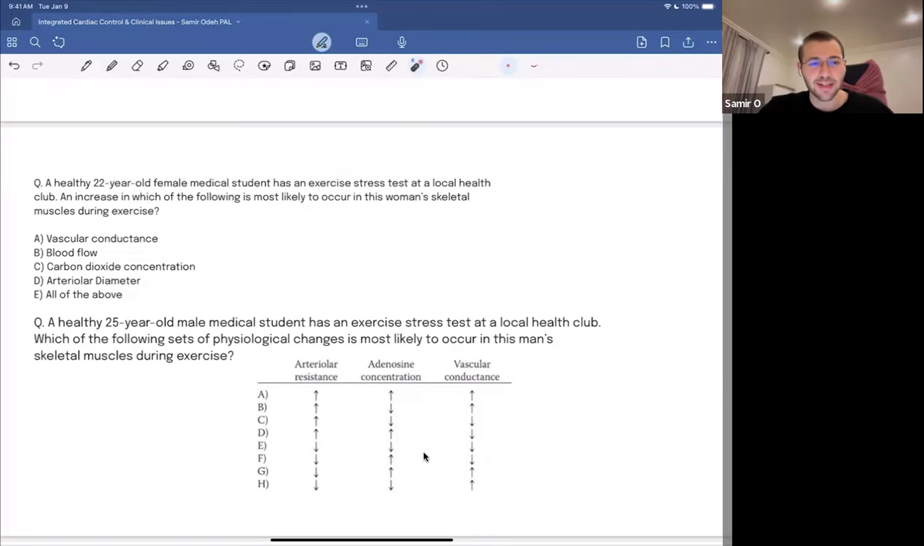So again, it's very similar. Both questions are very similar, but try to answer them on your own and then put the answer in the chat or just speak up and we'll discuss them. Give me a minute, guys.